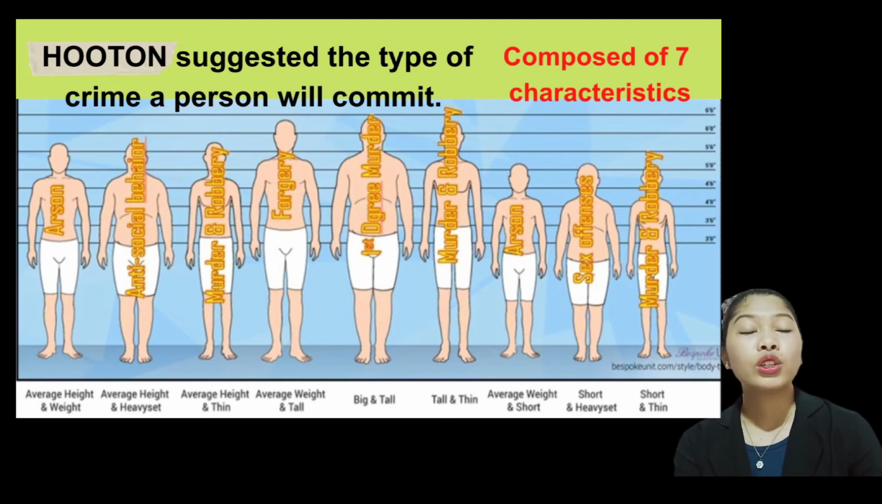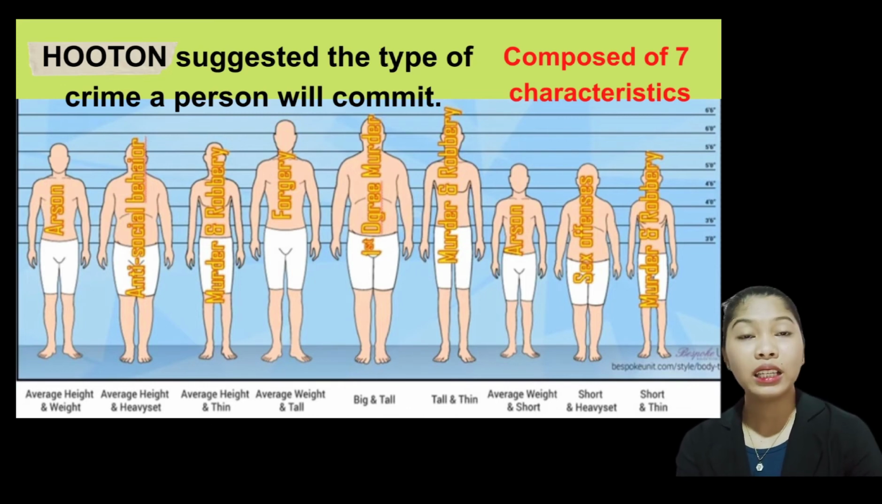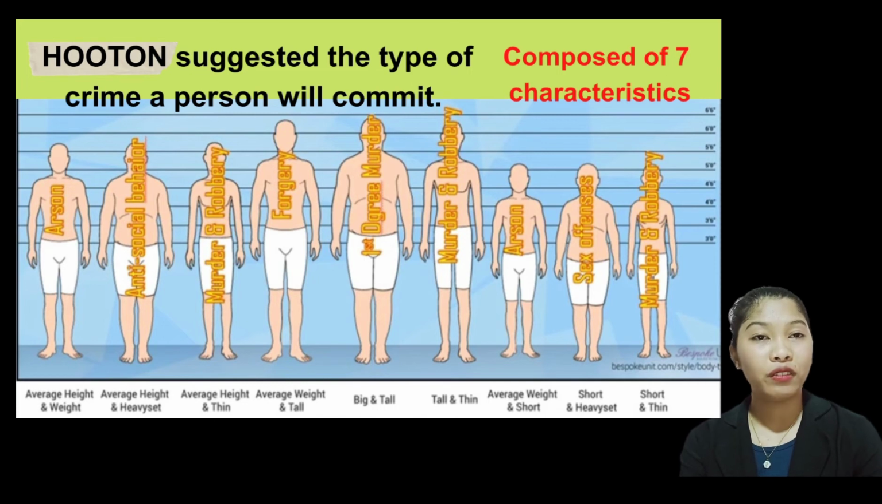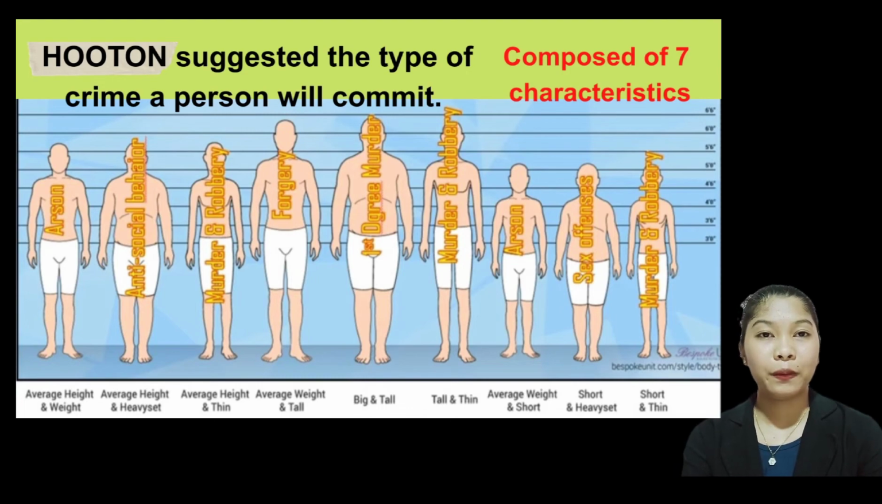Number 5, short, slender for burglary and larceny. Number 6, short, medium, heavy for arson. While number 7, short, heavy men for sex offenses.